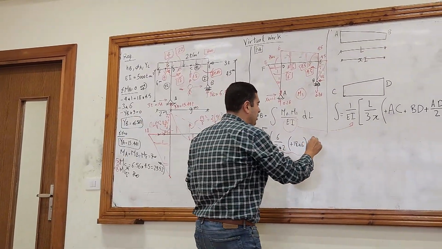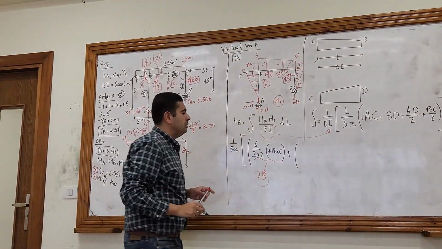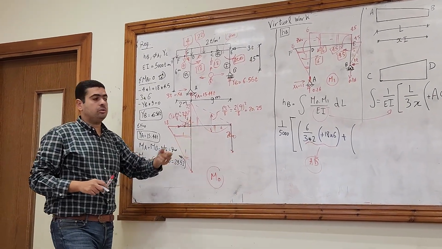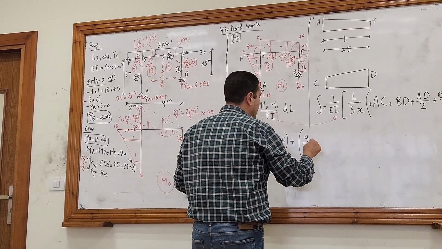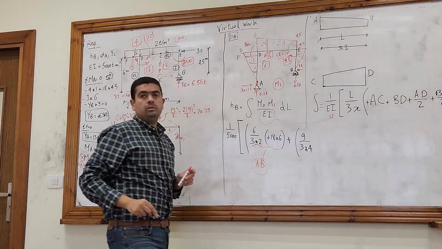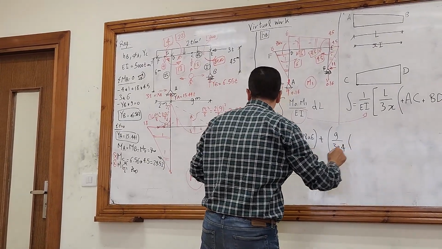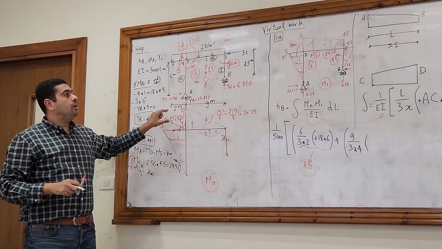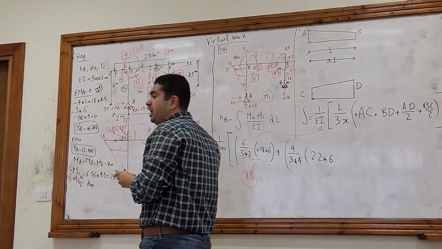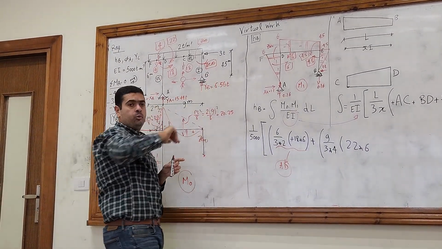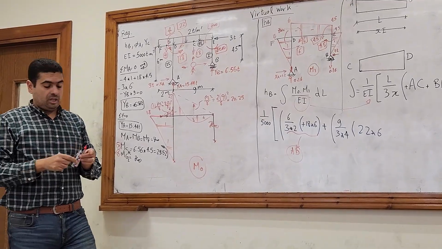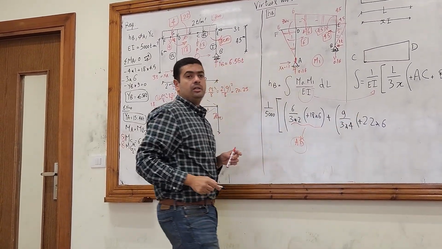Plus, open a new bracket for the new member. L of this member is 9 meters. So 9 divided by 3 multiplied by the inertia factor for this member, which is 4. And then the first value, which is 22, multiplied by the first value here, which is 6. So 22 multiplied by 6. What about the sign? 22 is upwards and 6 is upwards as well. So both of them are on the same side, so 22 times 6 will have a positive sign.